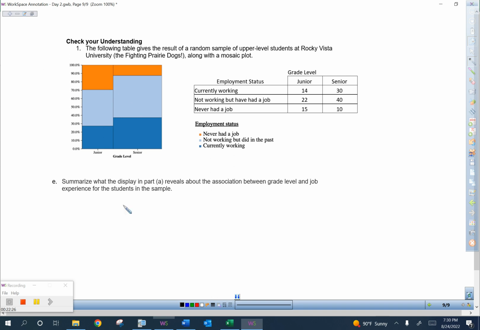Okay, so if we just pick on one thing, and remember you can write anything you want here that's coming from here, we may say that there is an association between grade level and employment status, because I see that juniors are more likely to have never had a job than seniors were. Similarly on the reverse side over here, I can say seniors are more likely to be currently working than juniors are. Okay, so something you see that's true.